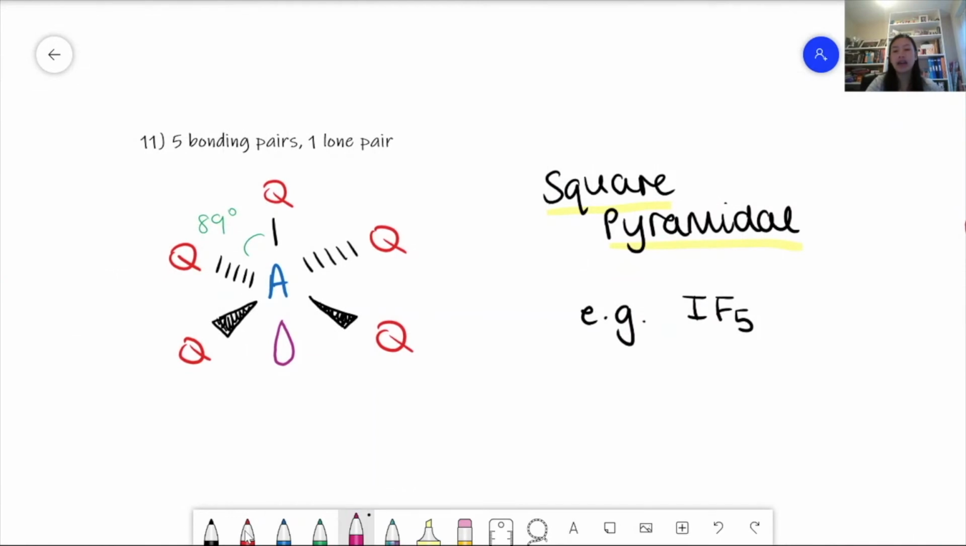If we then exchange a bonding pair for a lone pair, and we put it on the bottom, we get a square pyramid, but with the bottom slightly raised. So that's why this angle here is 89 degrees instead of 90. And we call this square pyramidal.